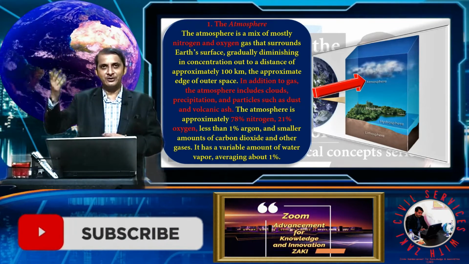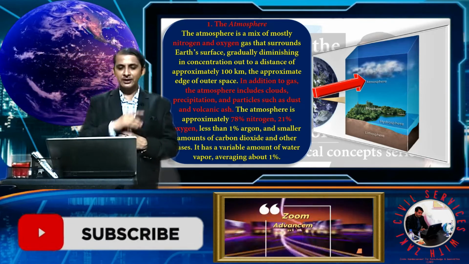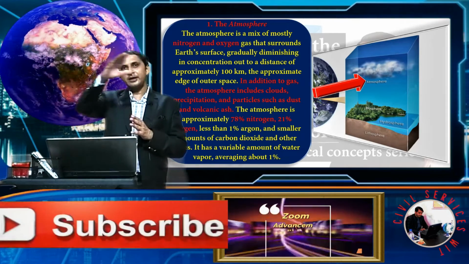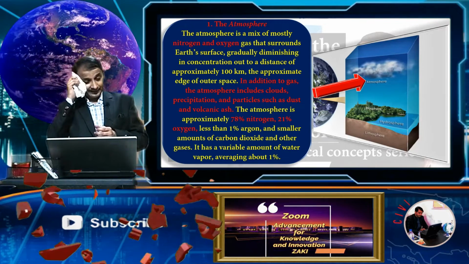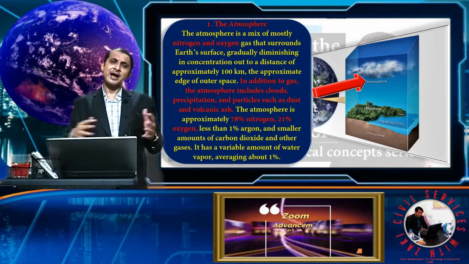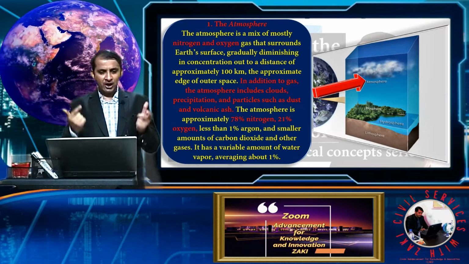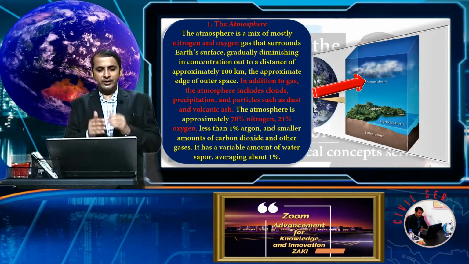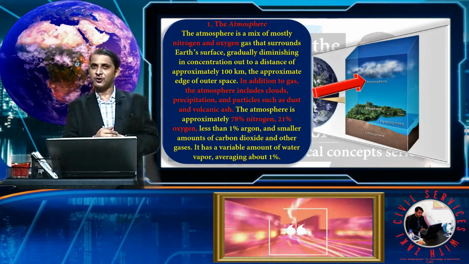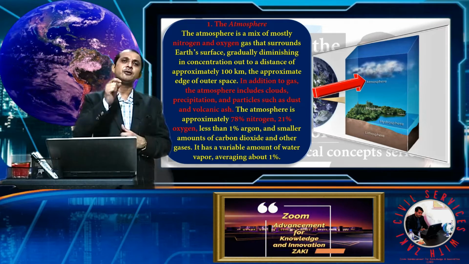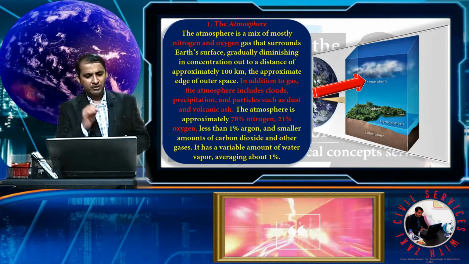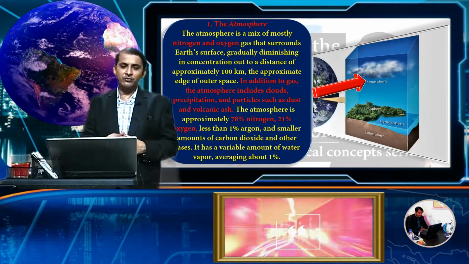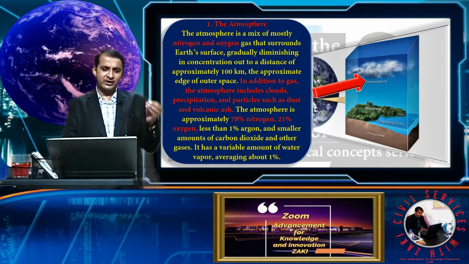If you go beyond 100 km, then you don't find this type of ratio of gases like nitrogen and oxygen. So basically after 100 km, it is the layer between the space and the earth. In addition to gas, atmosphere includes cloud, precipitation and particles such as dust and volcanic ash. So the atmosphere is approximately 78% nitrogen and 21% oxygen and less than 1% argon, and smaller amounts of carbon dioxide and other gases. Such has a variable amount of water vapor, approximately 1% or less.